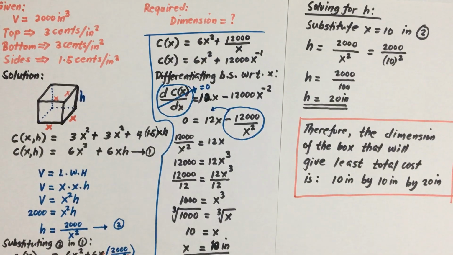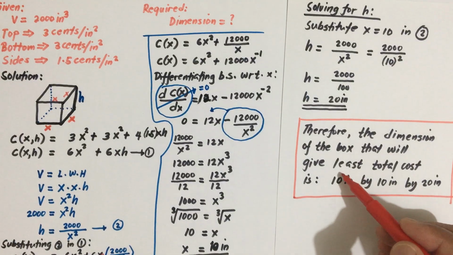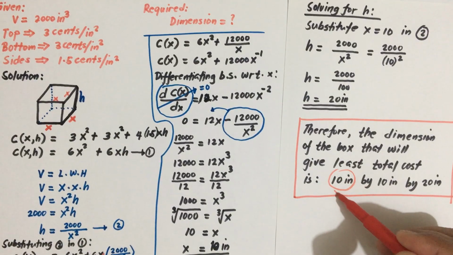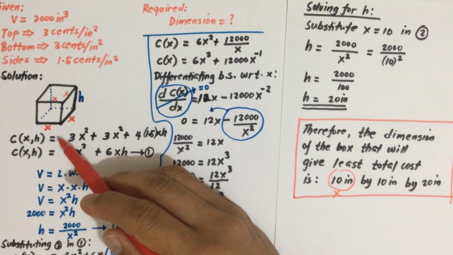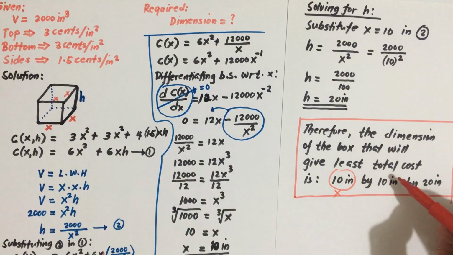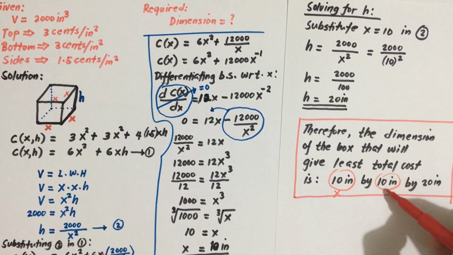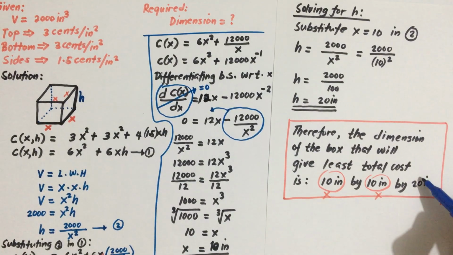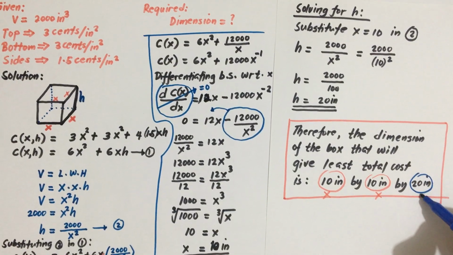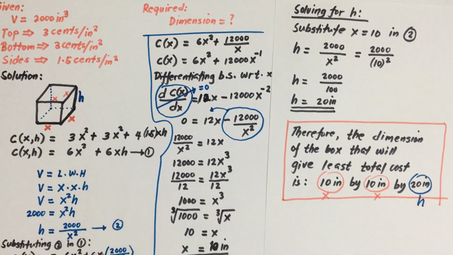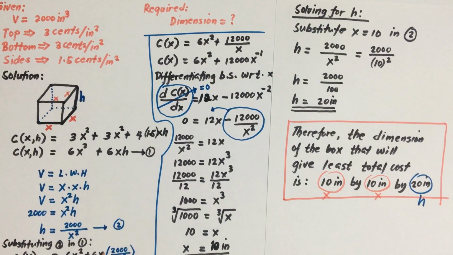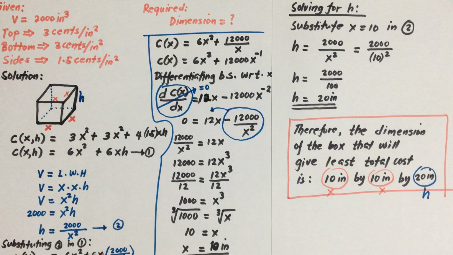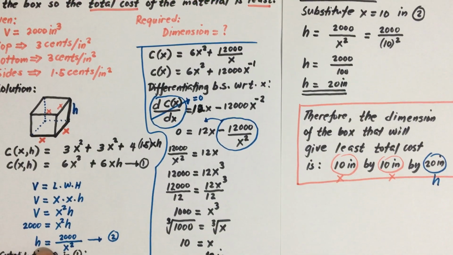So the 10 here is our x, from our box, that is the length, and this is our width, this is also x, and 20 inches, so this is the h. Okay, so I hope you have understood our discussion and the solution of this problem.